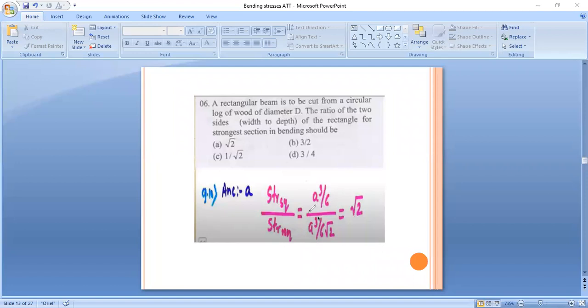circular. So square section modulus is a cube upon 6 and here a cube upon 6 square root 2. So a cube gets cancelled, 6 gets cancelled, and only square root of 2 is remaining. So option A is the correct answer.